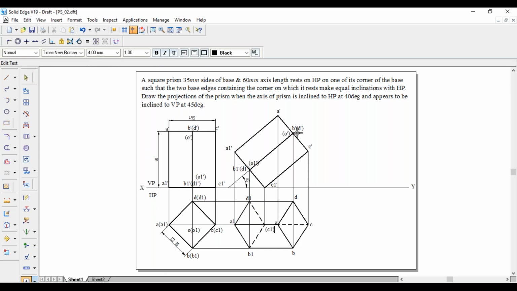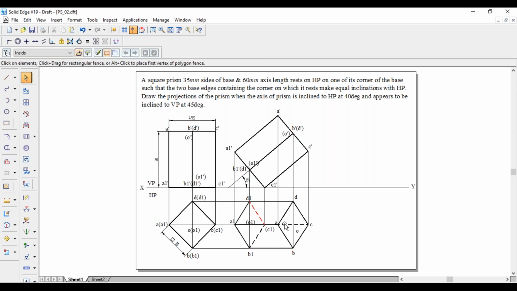Next, coming to the axis. So O dash is here, O is here. This top face is visible, O is visible. Similarly, bottom face is invisible, O1 is invisible. This will be the O1. There is no need to show any axis line because already axis is coinciding with visible and invisible edges. So these two have the higher preference compared to the axis line. This completes the second position.